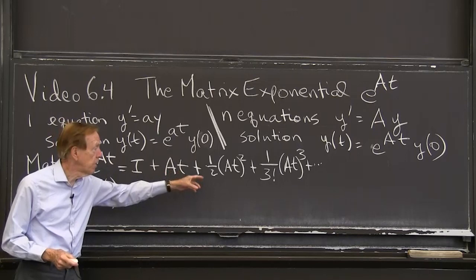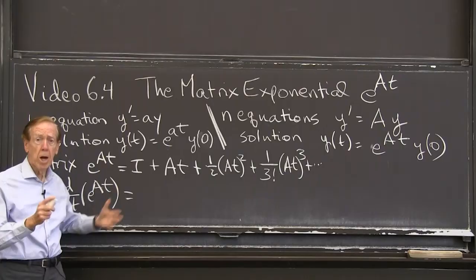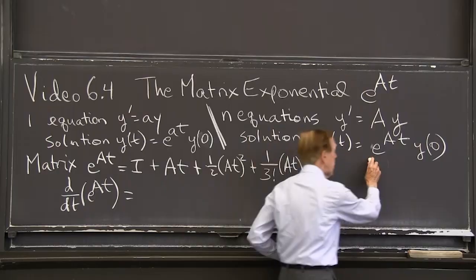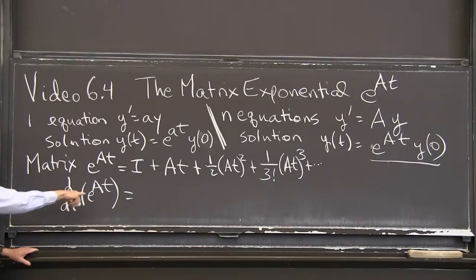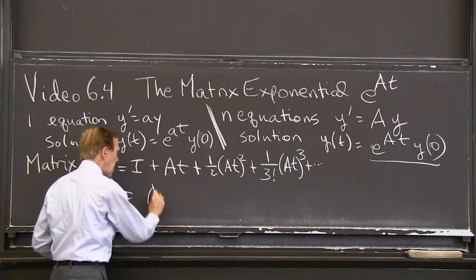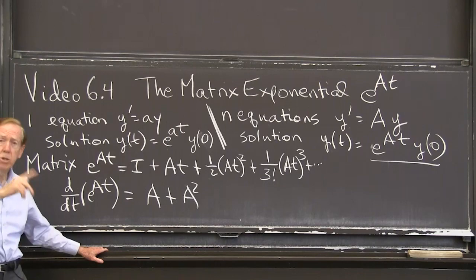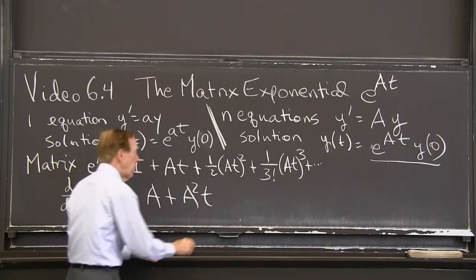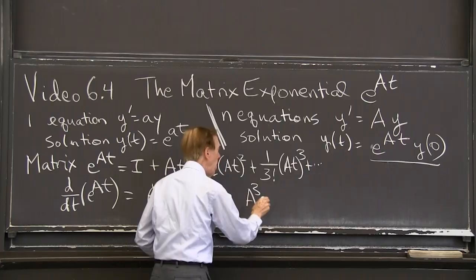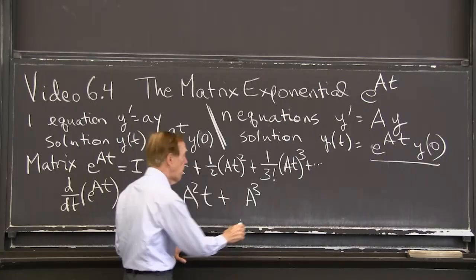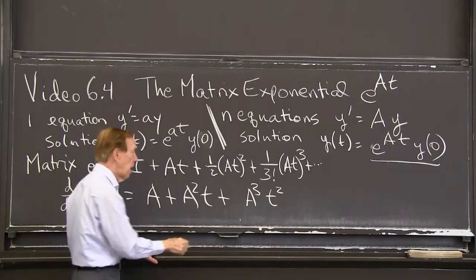Okay, now is that the right answer? We check that by putting it into the differential equation. So I need to take the derivative. The derivative of this is, that's a constant. The derivative of that is A. The derivative of this is 1/2, I have an A squared, and I have a t squared. The derivative of t squared is 2t, so that'll just be A squared t. The 2 and the 2 cancel. Now I have A cubed here. The derivative of t cubed is 3t squared, so I have a t squared, and the 3 cancels the 3 and the 6 and leaves 1 over 2 factorial, and so on.